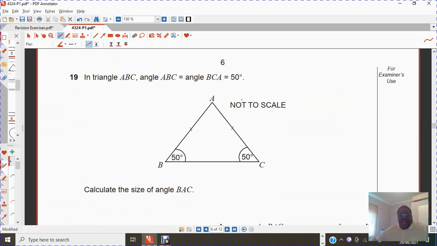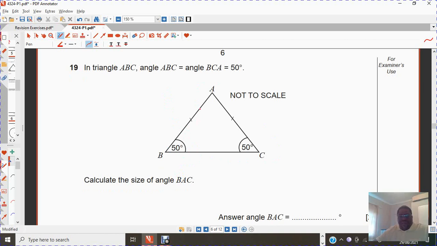Right, 19. They say triangle ABC, angle ABC is 50, angle BCA is also 50. So what will the size of angle BAC be? Well, this is an isosceles triangle. These two add up to 100.